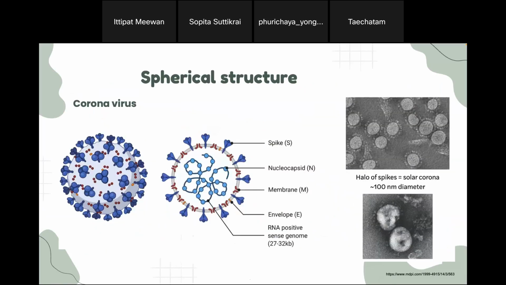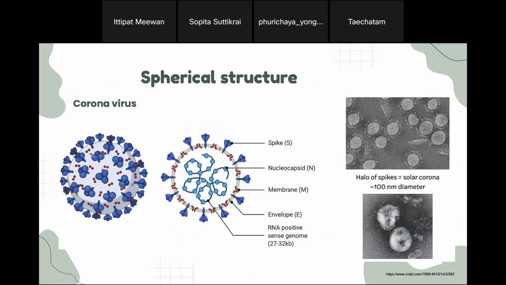Then the next structure is the spherical structure. It has the spherical structure because it has the envelope right here that wraps the whole structure of the virus. An example is the coronavirus. The coronavirus is one of the enveloped viruses that contains the spike proteins here, the nucleocapsid, and the membrane, which is the lipid bilayer. So it can fuse to the cell membrane in order to release the viral genome into the cells. So that is the example of the spherical virus.